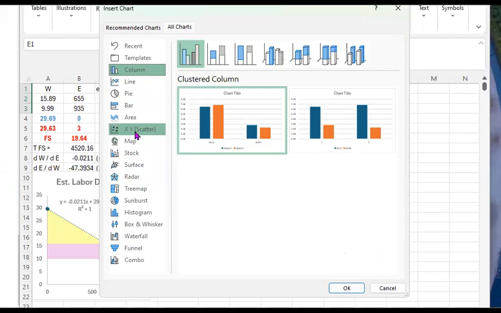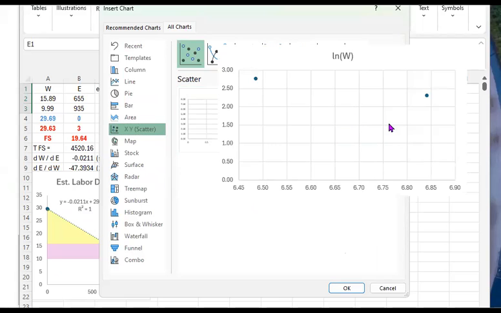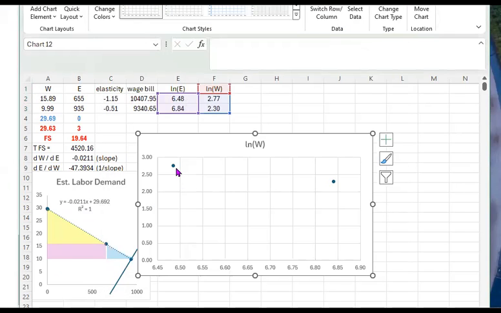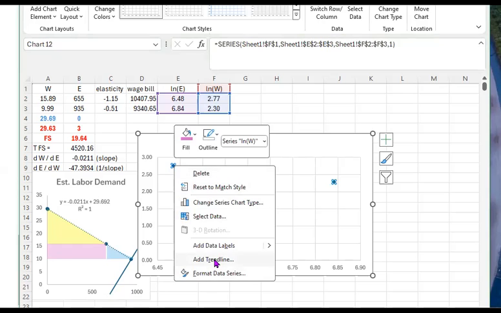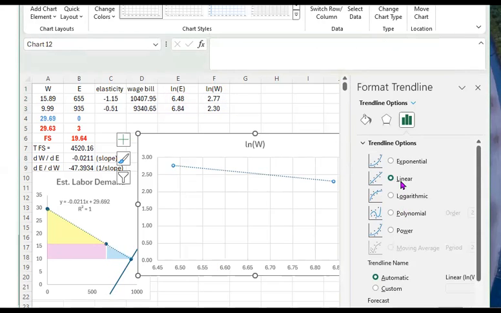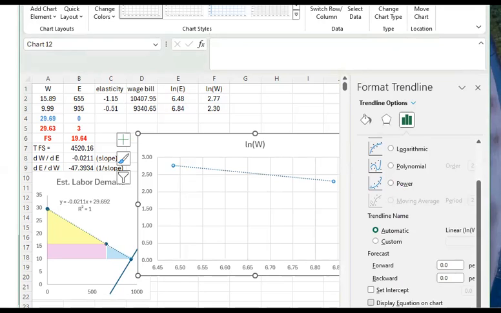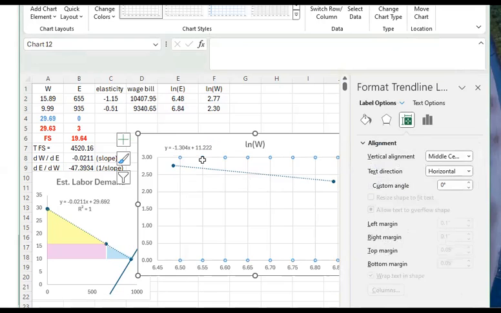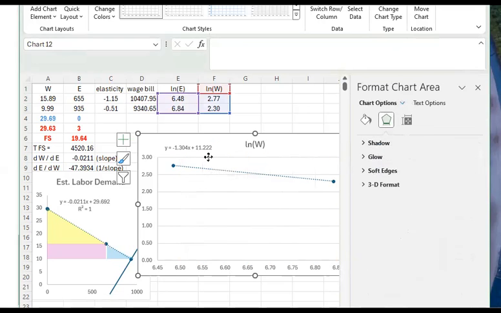Go to scatter plot and then pick the one with the 2 points, right? Then I'm going to right click. I'm going to add a trend line. I'm going to make sure linear is picked and then display equation on chart, right? I'll blow it up so we can see it. I'll blow up the font here.